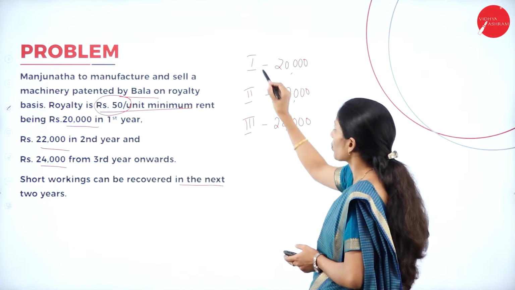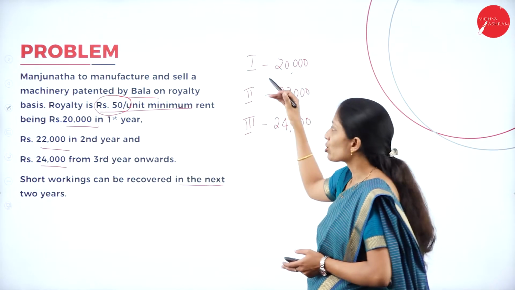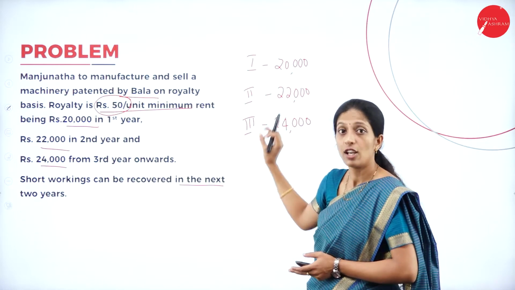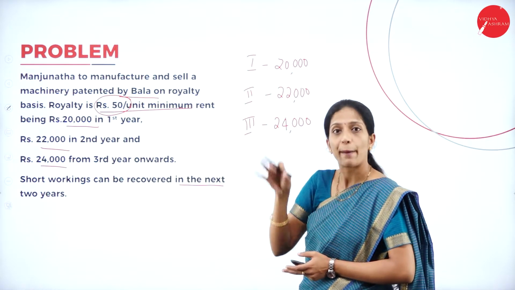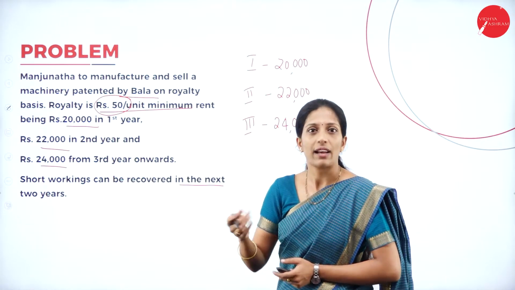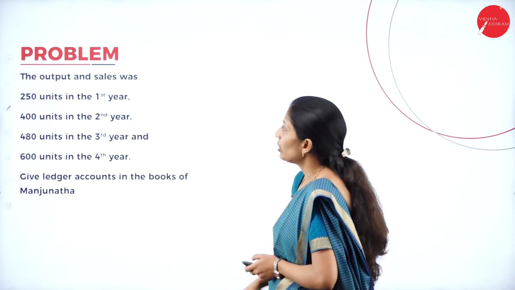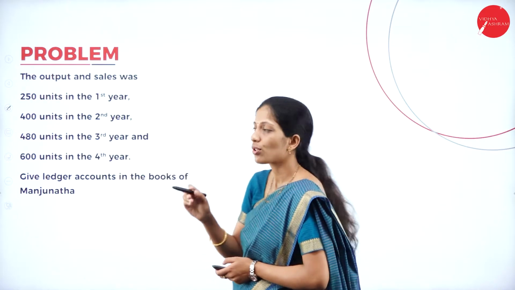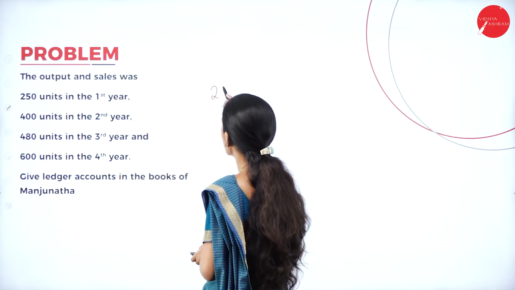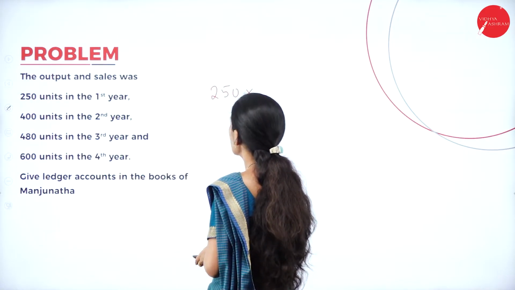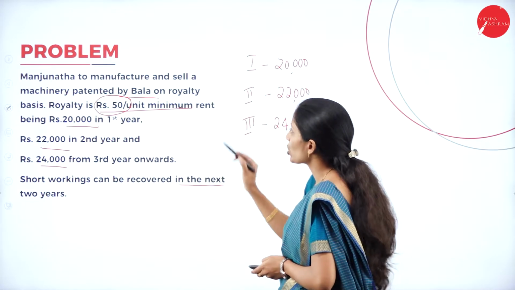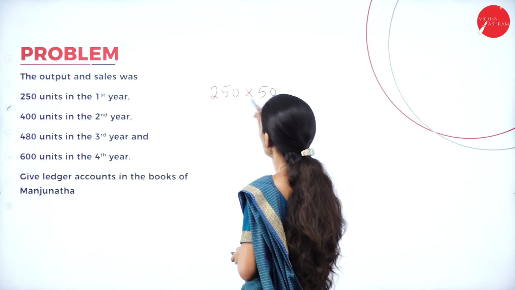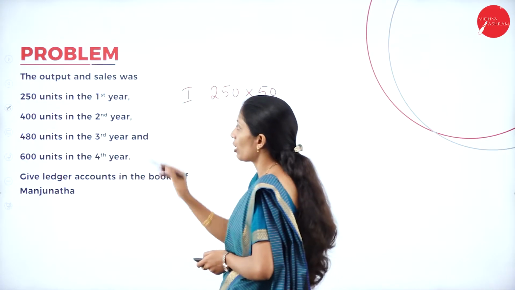Suppose the short workings have occurred in the first year, so he has an option to recover that in the second as well as the third year. So for the next 2 years from the occurrence of short workings, they have given a chance. Now the output and sales was 250 units in the first year. So 250 units in the first year, and what is the rate per unit? The rate per unit is 50. So 250 into 50 will be the first year royalty.